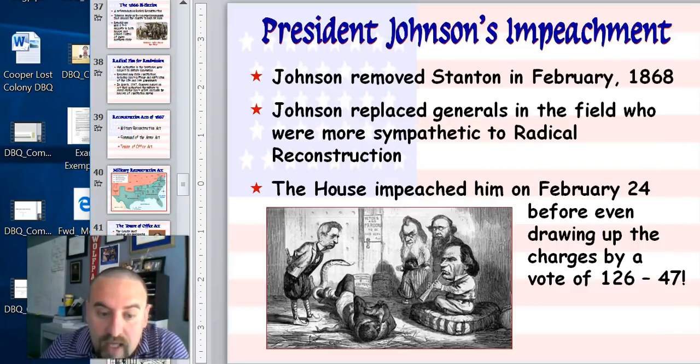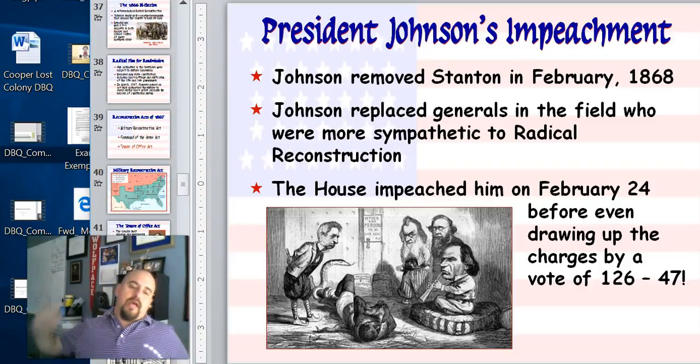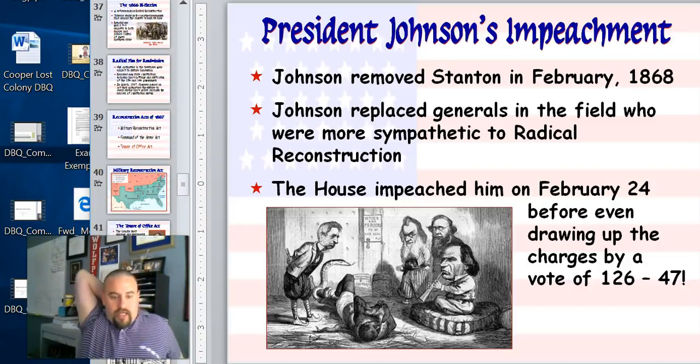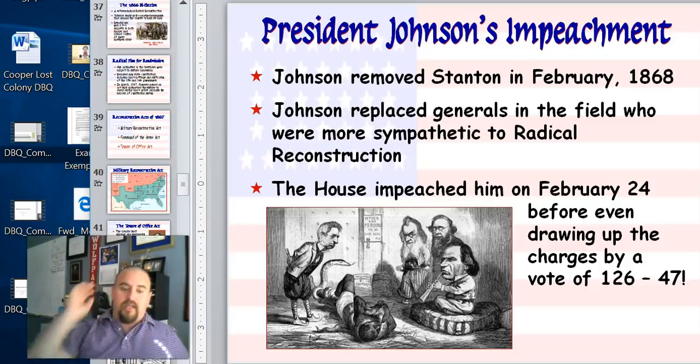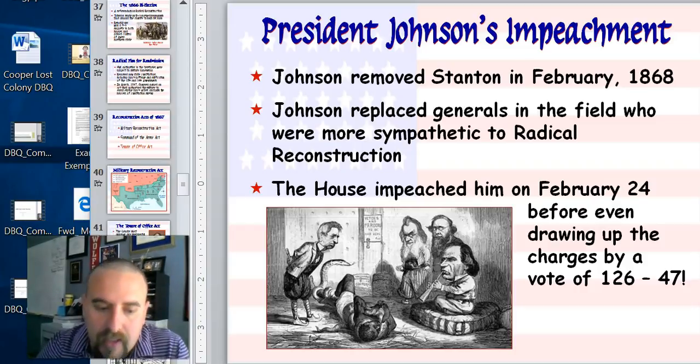So Johnson goes ahead and fires Stanton. He's going to replace a lot of the generals that were involved in radical Reconstruction. So the House is going to impeach him for violating the Tenure of Office Act. It's not like his violation of a law is basically knocking off a bank or killing somebody. He is violating the Tenure of Office Act, violating that law. So they impeach him. The House impeached him 126-47.